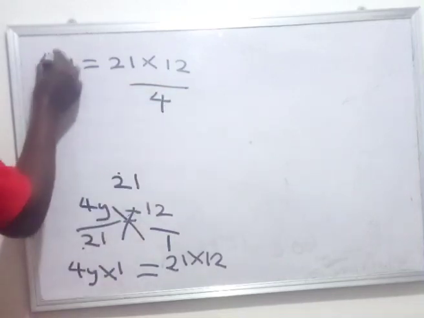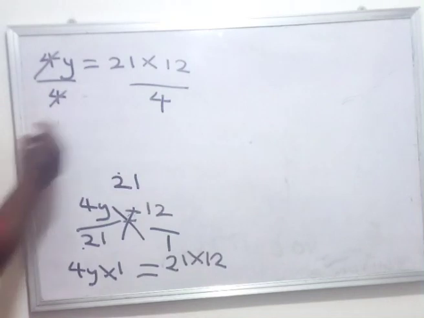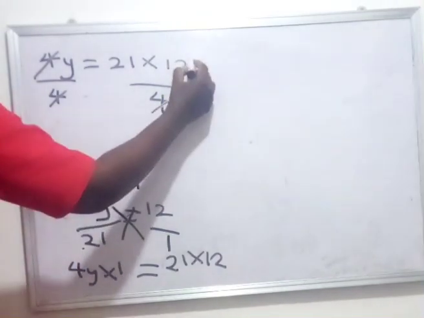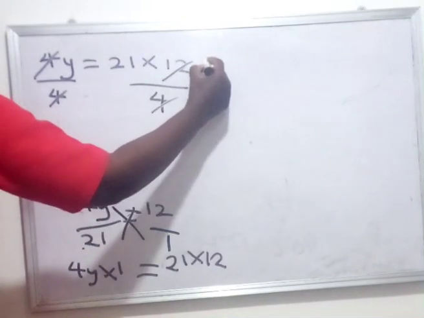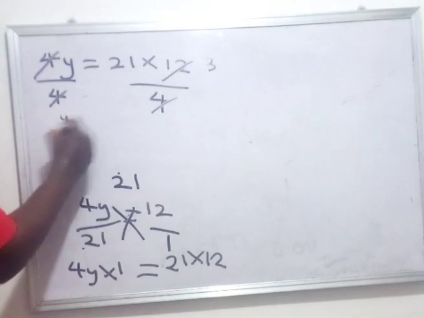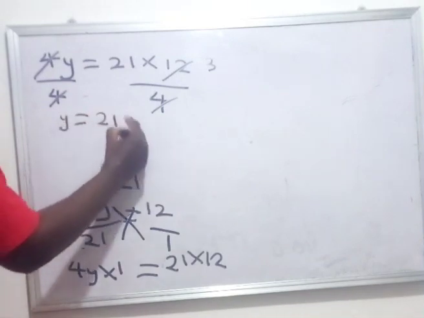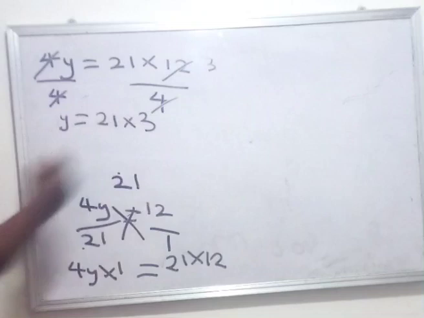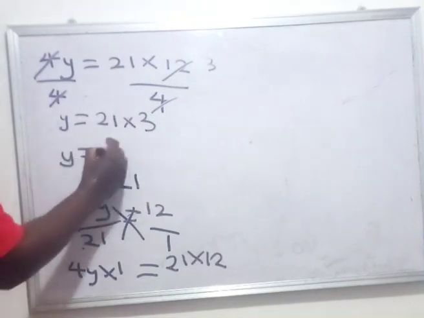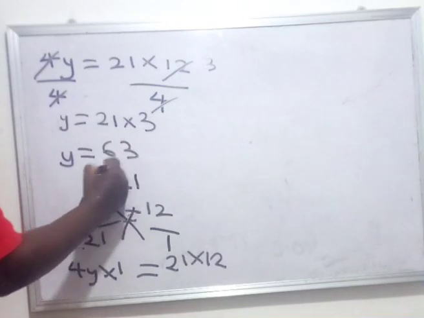So 4 goes off here. 4 divided by 4 gives us 1. Then 4 divides 12. And this is what? 3. Good. So our y becomes 21 times 3. And then our final answer becomes y is equal to 63.